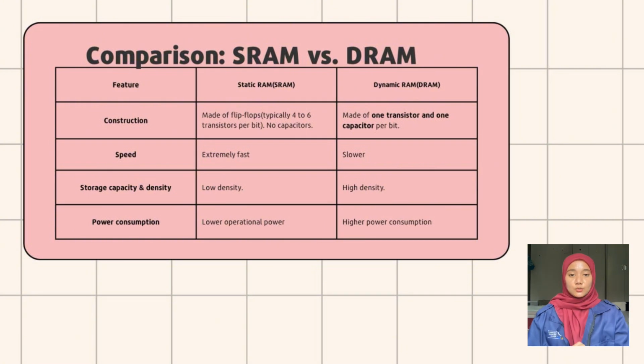Static RAM consumes less power when idling because it does not require an active refresh mechanism to hold its states. But on the other side, dynamic RAM consumes more operational power overall. This is because dynamic RAM must constantly refresh capacitors even when the system is just sitting idle.